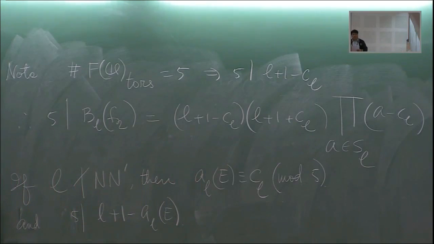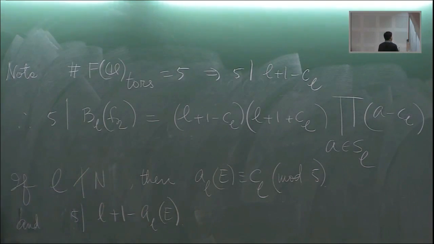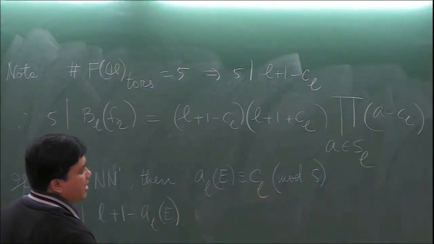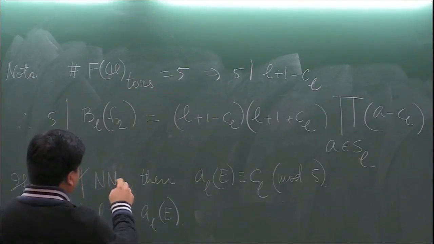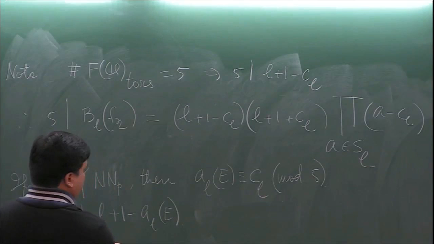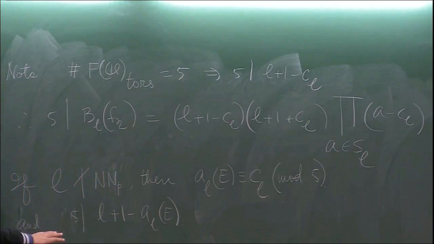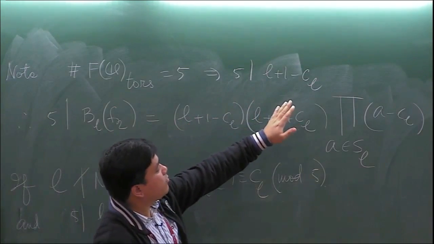If L divides N prime, so L does not divide N, right? So I can have N, because what was the level? N is the radical of Lxyz, right? So let's write N prime for that. It's no problem. N prime is NP, which is 2 times L, right? And I know that. So basically, the point is that 5 divides L plus 1 minus c_L for all L.